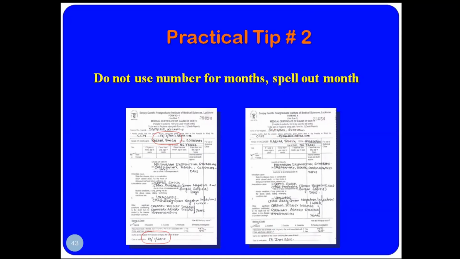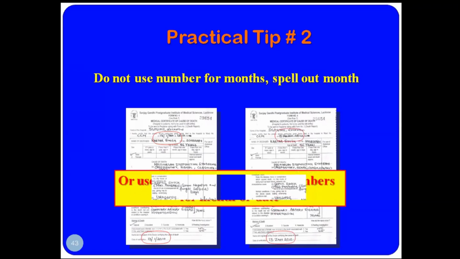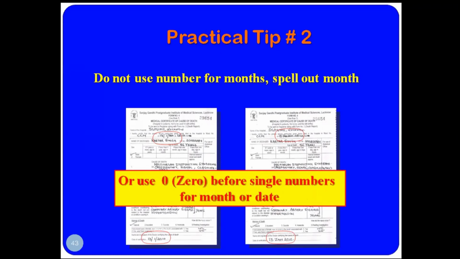So this is the proper way. Always spell out the month. Or if you have to use a single number for the month, suppose January, 1, you write it 01.